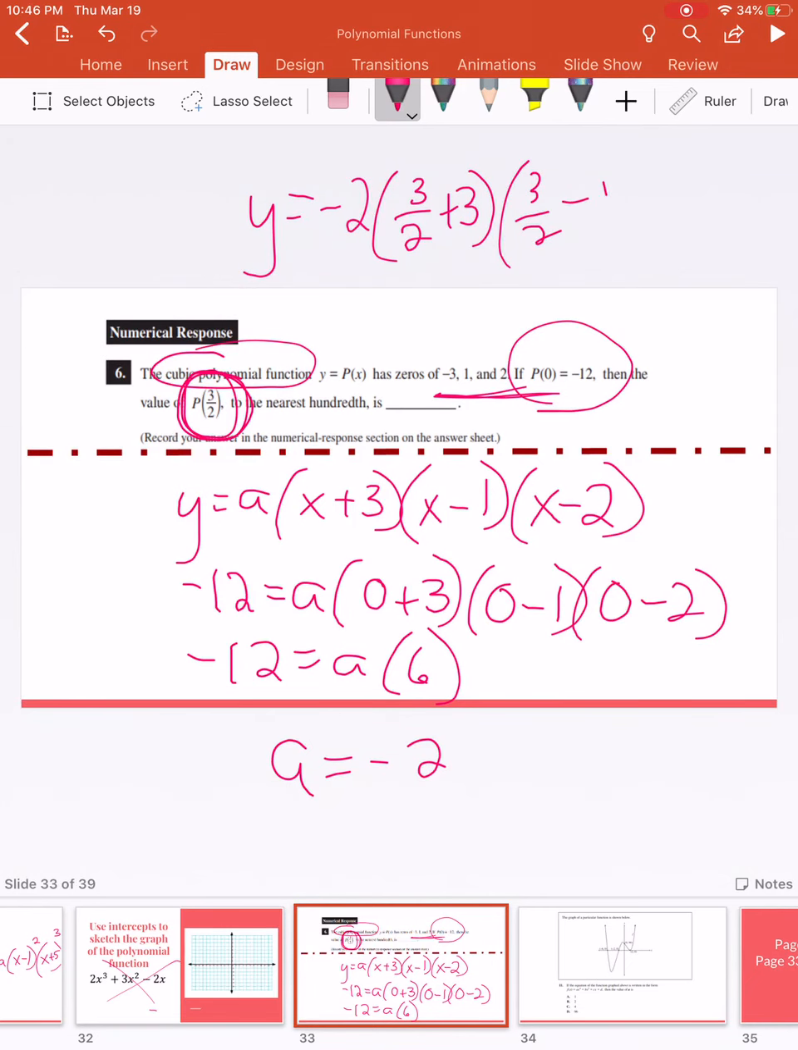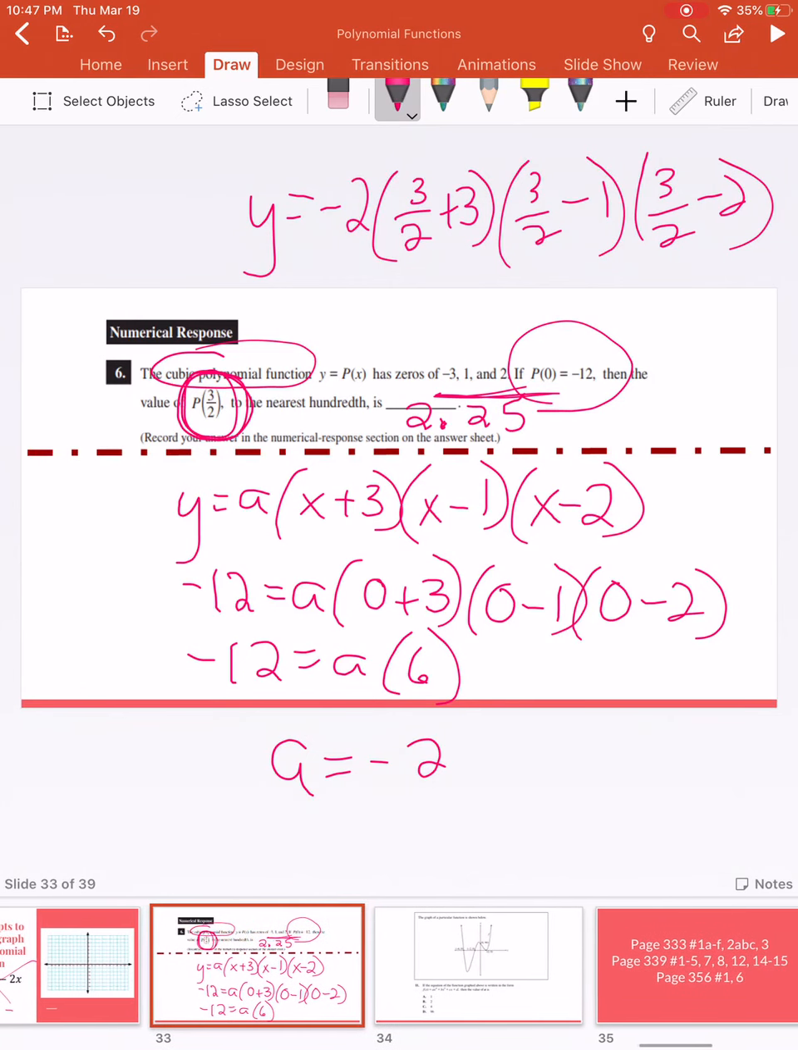And then from here, we can just type this in our calculator and get a y value. So if I type it in, I'd have negative 2 bracket. 3 over 2 is the same as 1.5, so I can use the decimal there so it's easier to type in. Okay, and then I end up with an answer of 2.25.